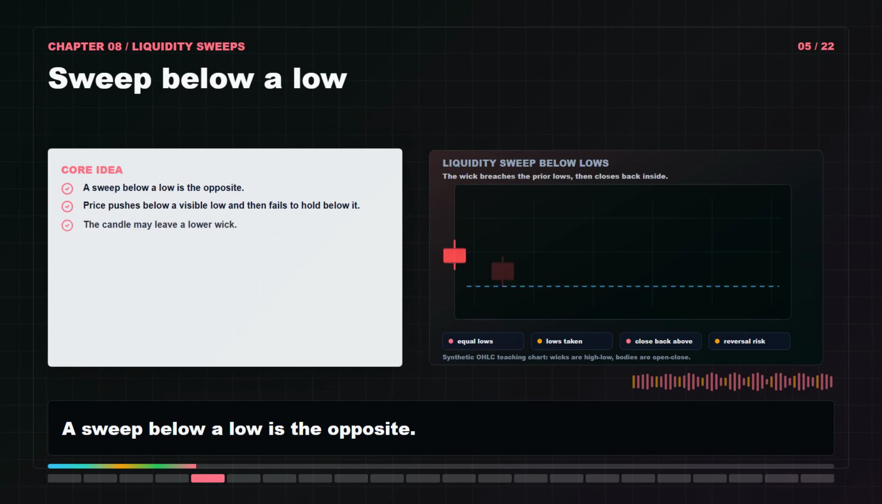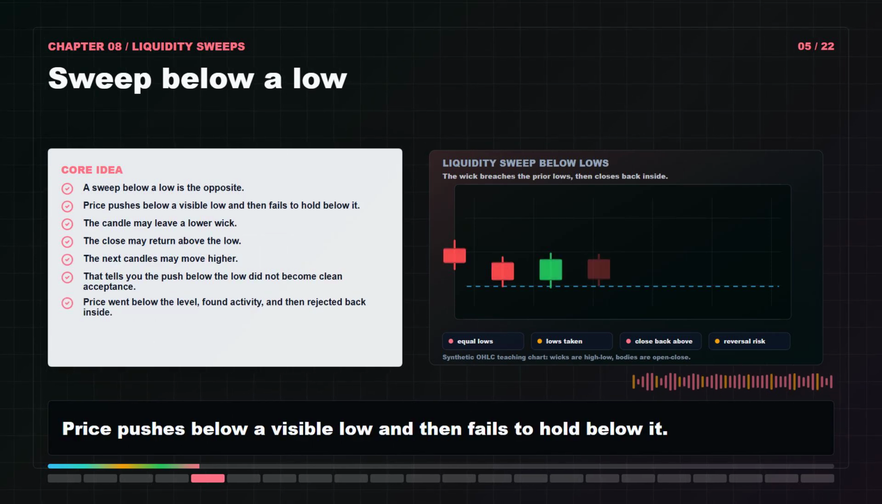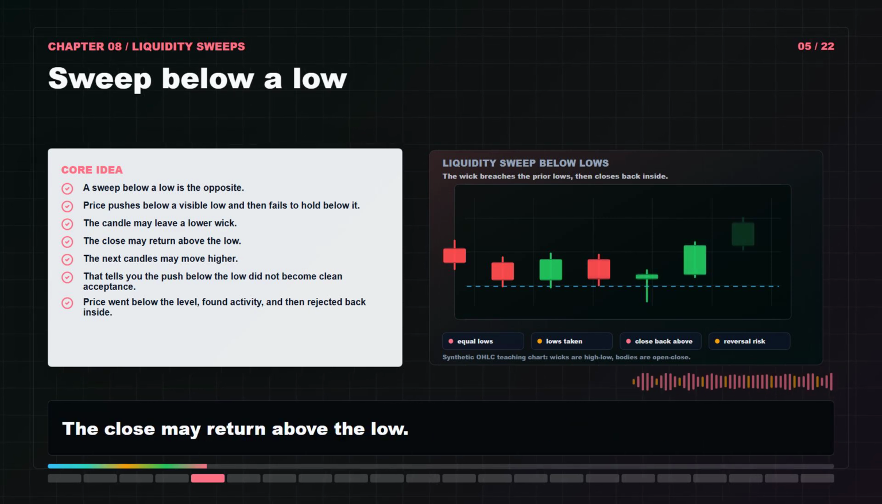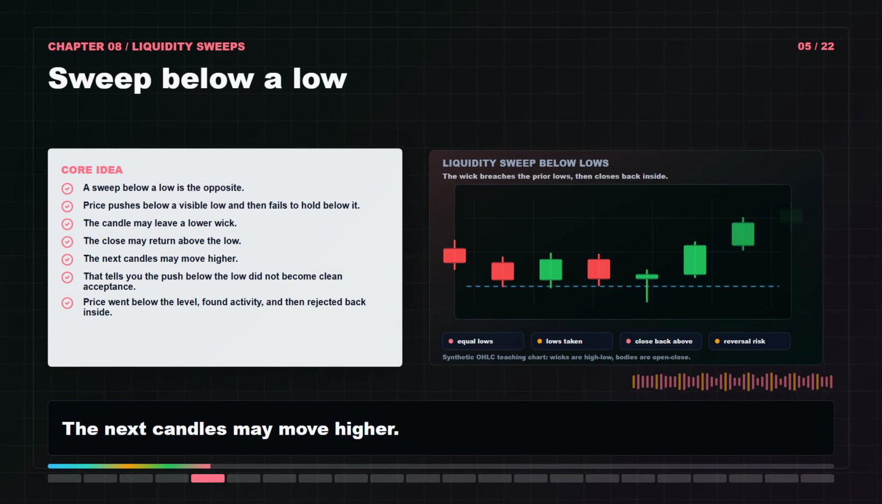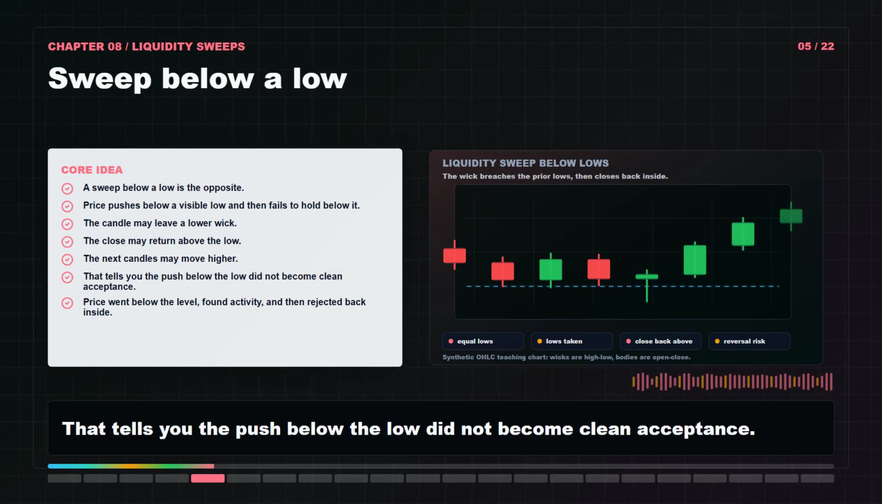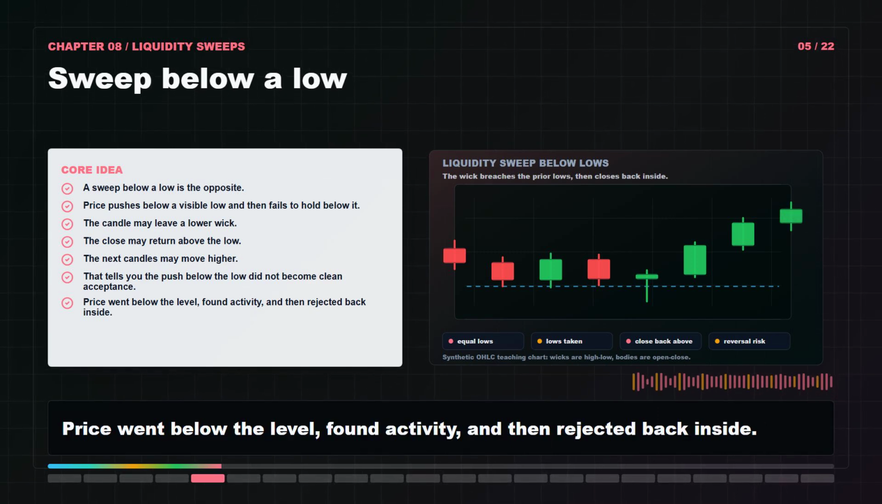A sweep below a low is the opposite. Price pushes below a visible low and then fails to hold below it. The candle may leave a lower wick. The close may return above the low. The next candles may move higher. That tells you the push below the low did not become clean acceptance. Price went below the level, found activity, and then rejected back inside.